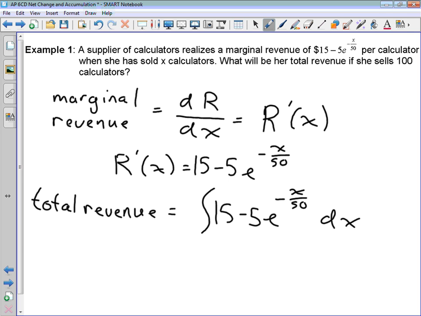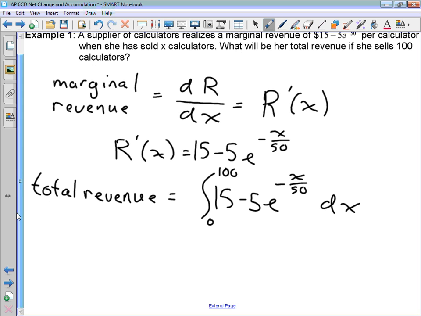Now, what are the endpoints going to be of our integration? So where is she starting? Where is she ending here? What does x represent in this question? Well, x always represents the number of units either produced or sold. What is the endpoint in terms of the number of units sold? 100. What is the starting point? 0. So we're integrating this function from 0 to 100. We want to know how much revenue she accumulates by the time she sold 100 of these calculators, assuming she starts having sold none of them.